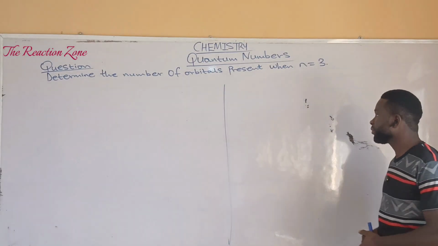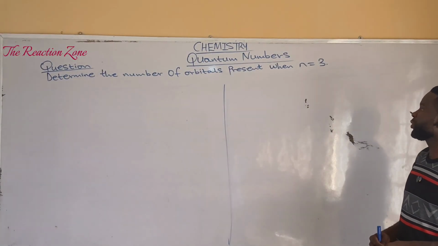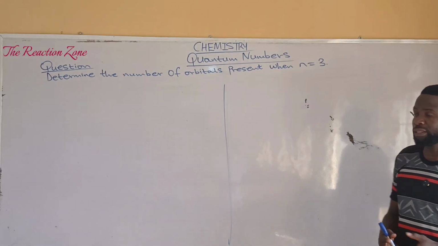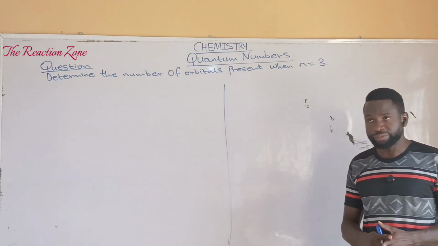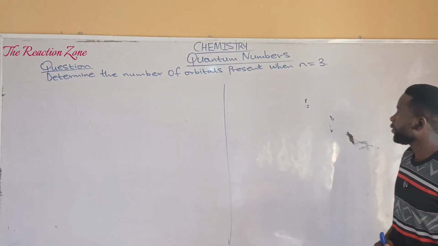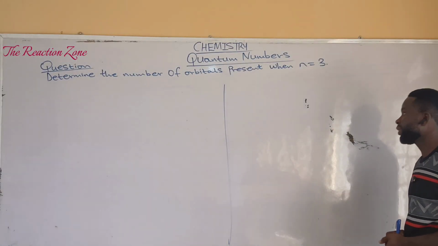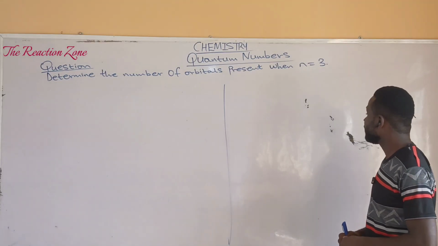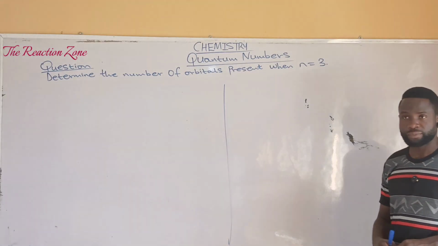In today's lesson, we're going to look at how to use the quantum numbers to determine the orbitals that are present in a particular energy level. The question on the board is as follows. Determine the number of orbitals present when n is equal to 3.